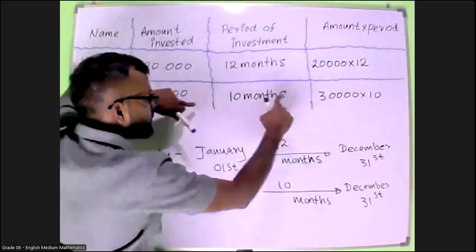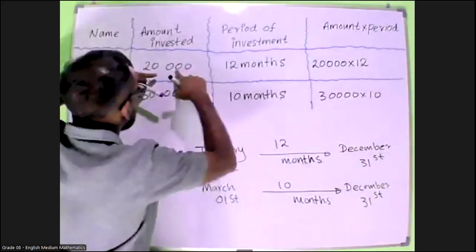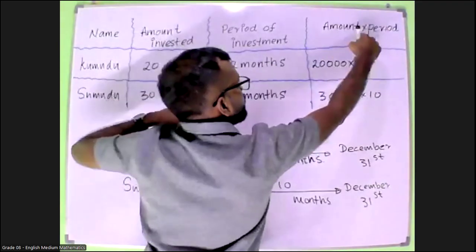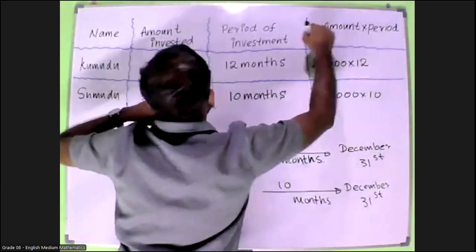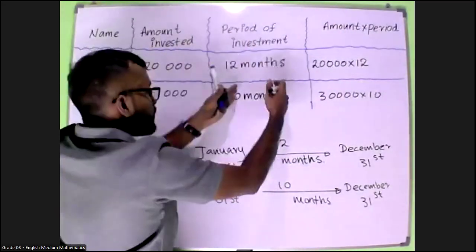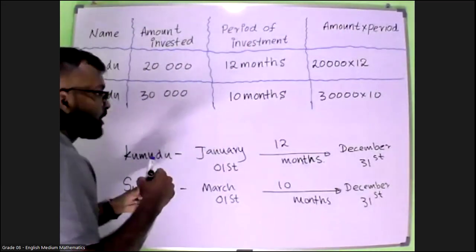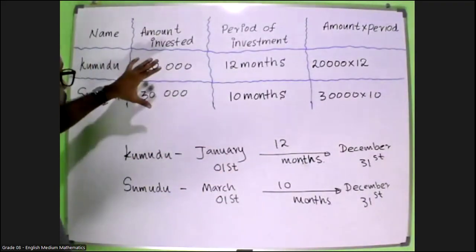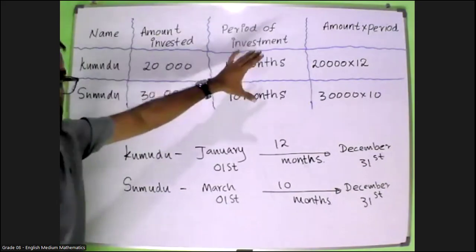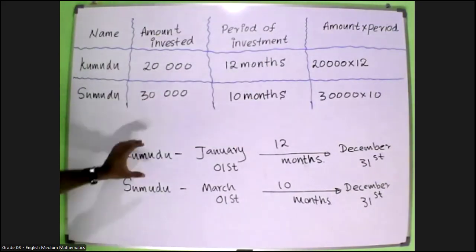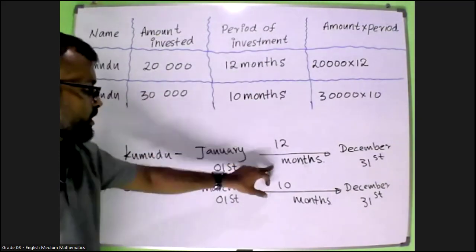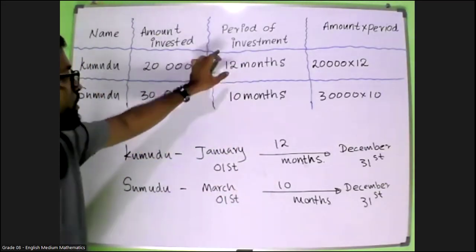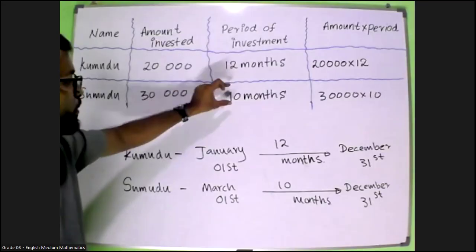30,000, 10 months. 20,000, 12 months. Amount multiplied by period. These two columns should be multiplied. If you want, please write this and fill in the data. This is how you are going to get the time period for the period of investment. This is 12 months, this is 10 months.